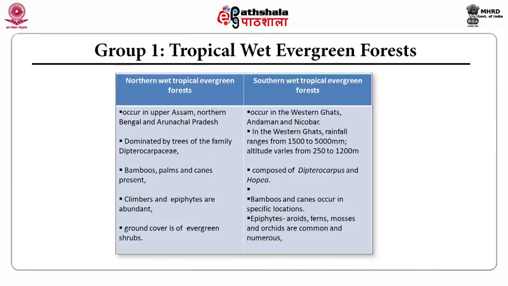The northern wet tropical evergreen forests are composed of trees of the family Dipterocarpaceae. There are bamboos, palms and canes. Climbers are present and ground cover is of evergreen shrubs. In southern wet evergreen tropical forest, found in the Western Ghats, Andaman and Nicobar, the forests are composed of Dipterocarpus and Hopea. Bamboos and canes occur in specific locations.